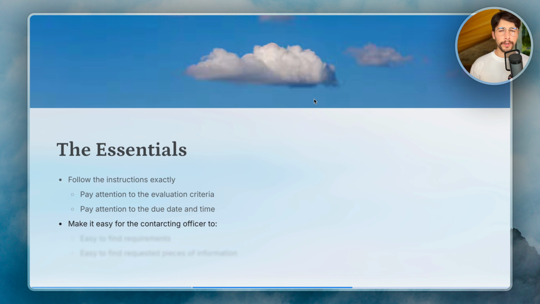The second point, which is very important to think about, because we have a lot of paperwork, we have a lot of instructions, we want to make the life of the contracting officer as easy as possible. So try to structure your response in the same format that the contracting officer is expecting to make his or her life a bit easier, so that the contracting officer will have an easier time finding the requirements and finding the requested pieces of information.